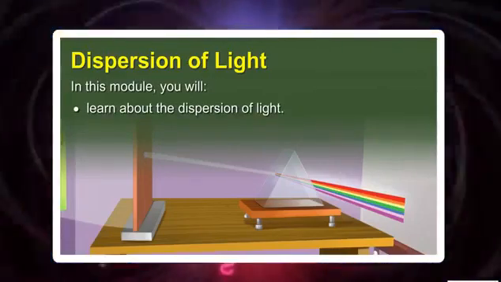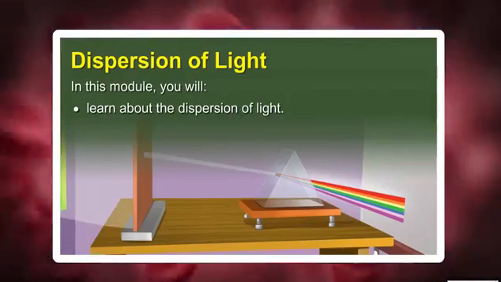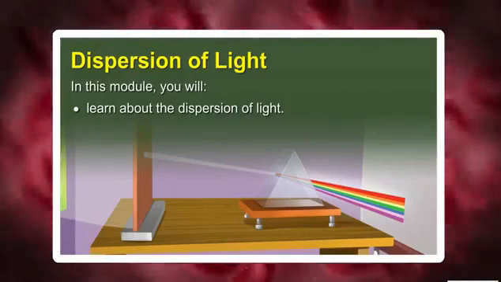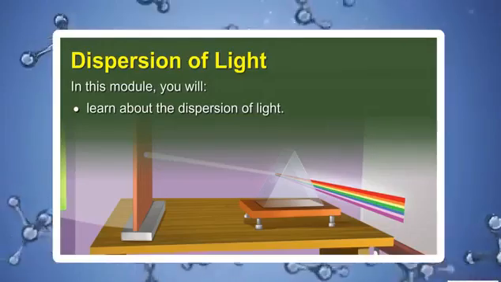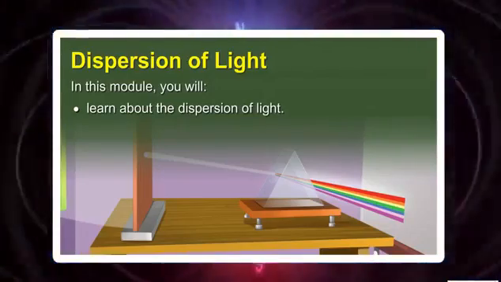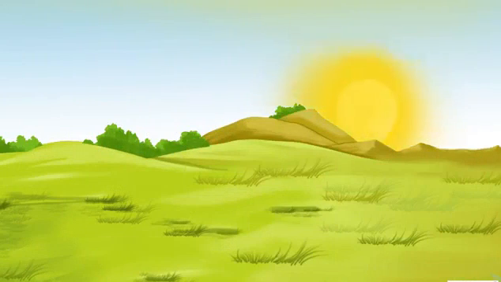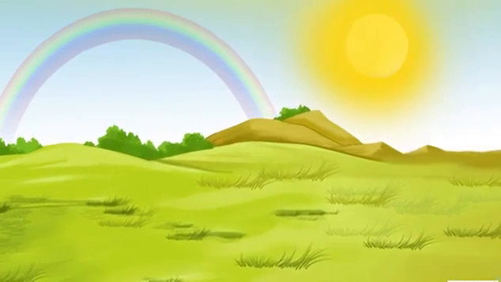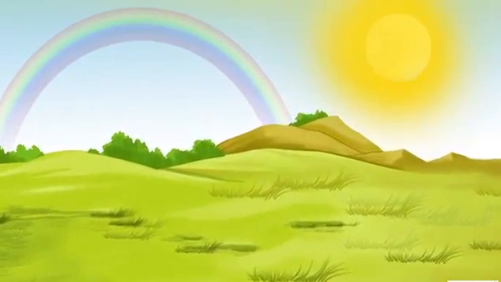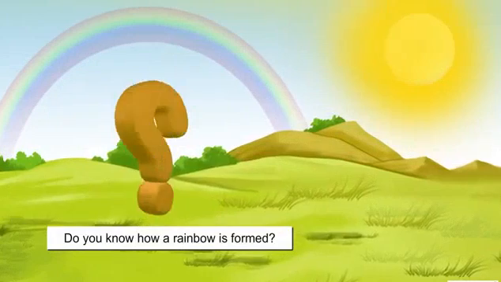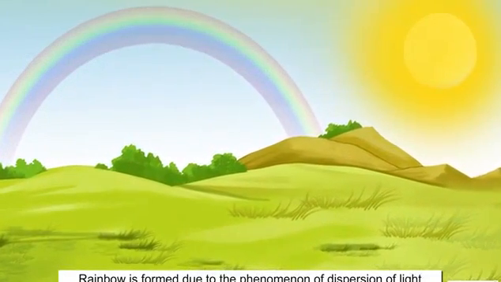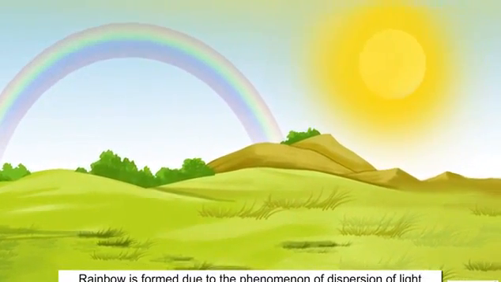In this module, you will learn about the dispersion of light. Sometimes after the rain, we see a rainbow in the sky. It looks spectacular, doesn't it? Do you know how a rainbow is formed? A rainbow is formed due to the phenomenon of dispersion of light.